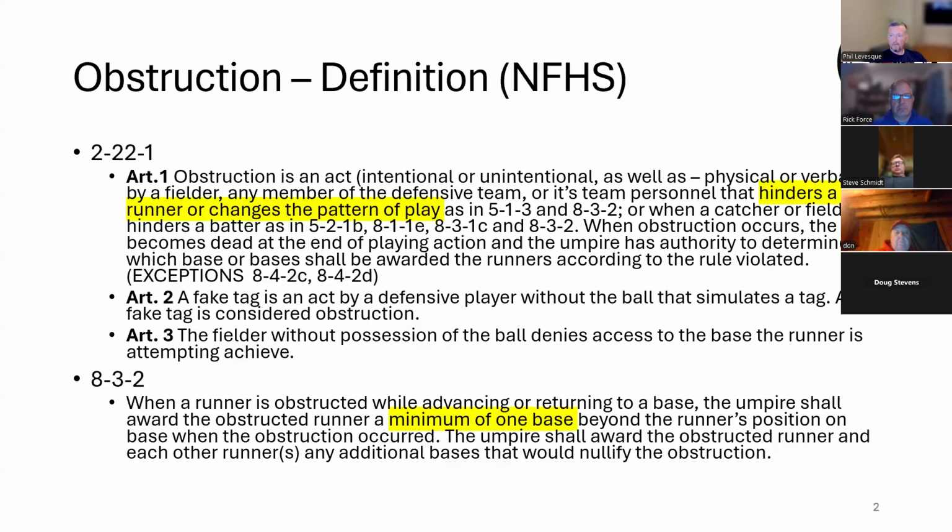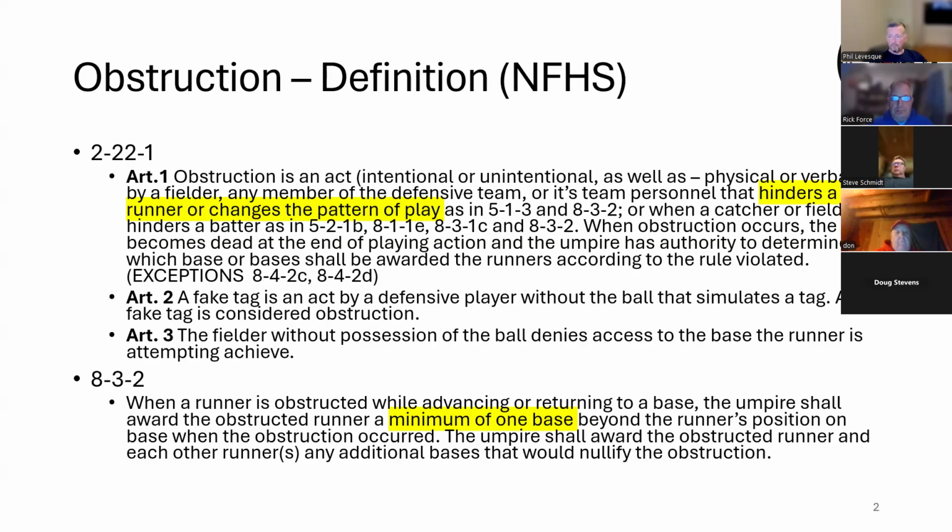And then the idea here is that with obstruction, we're trying to nullify the act, but in Federation, we always have a delayed dead ball, which again will be different from what we talk about with OBR, and we have to give a minimum of one base. So unlike what we'll see in OBR, we don't have an opportunity to say, that's where the runner would have ended up, that's where we're going to leave them. We have to give one base from when the obstruction occurred. By rule, a fake tag is considered obstruction.